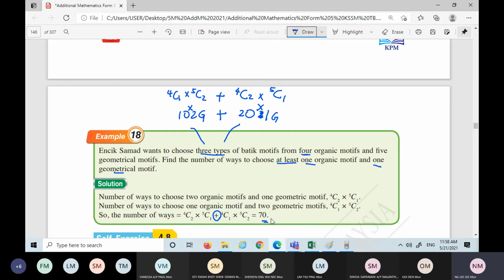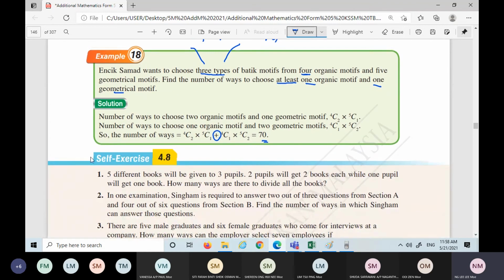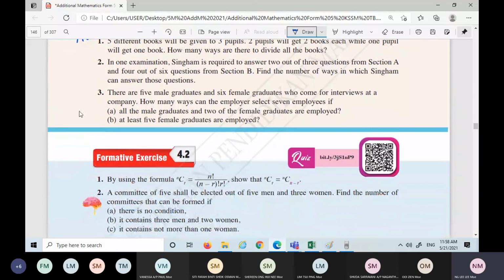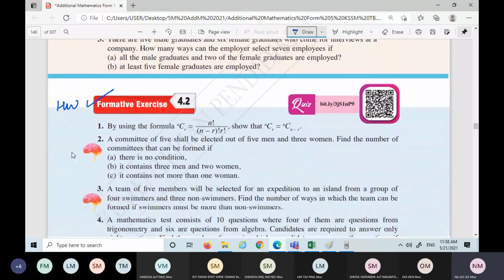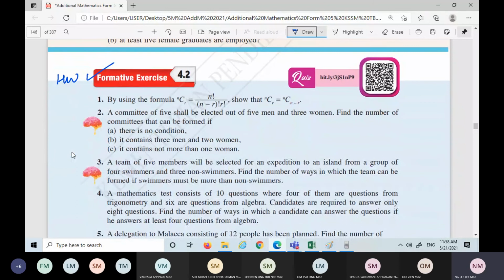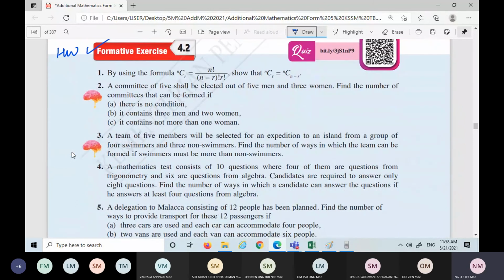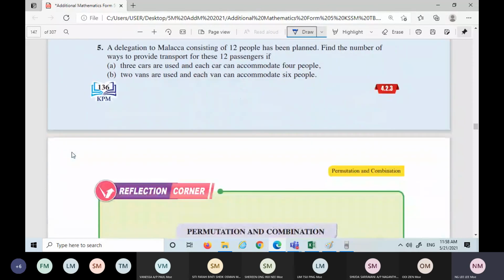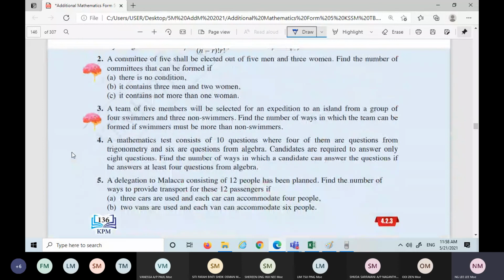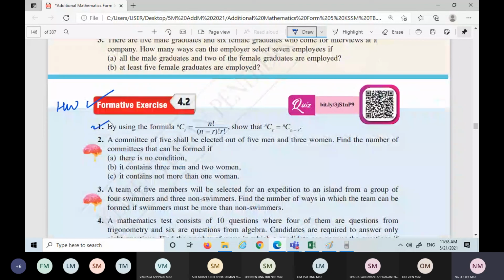Just press the calculator, you get the answer. So this one will be another homework. Just now 4.7, 4.8, and then plus this. So 3 homework today. This one I will do for you, so when you do, you can copy from my answer.